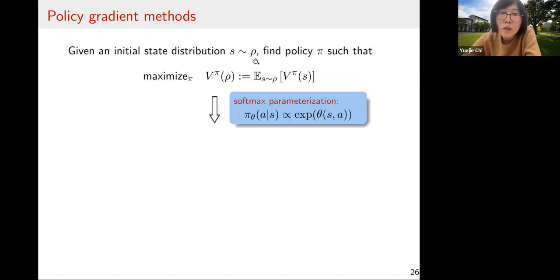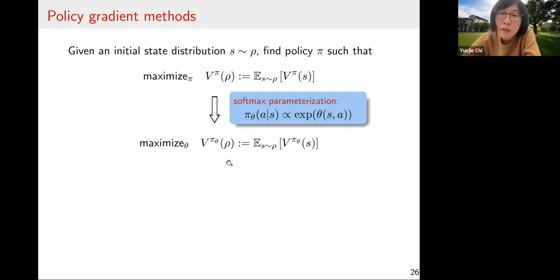And a popular way to parameterize the policy is using the softmax parameterization, kind of like what you use in a multi-class classification problem. And the nice thing about this is you can now actually have an unconstrained optimization problem over the parameter theta. Unlike earlier, if you're optimizing directly over the policy, it's actually a constrained problem over the probability simplex.